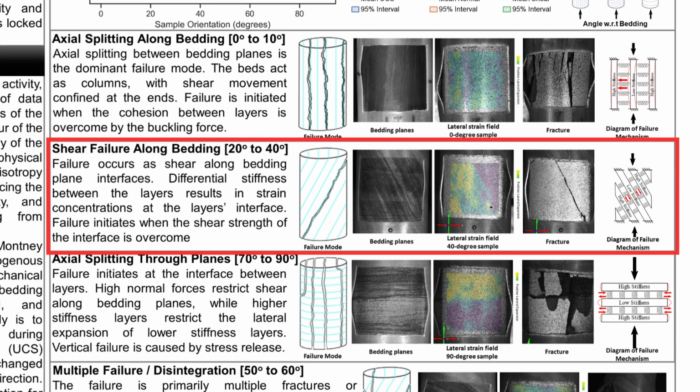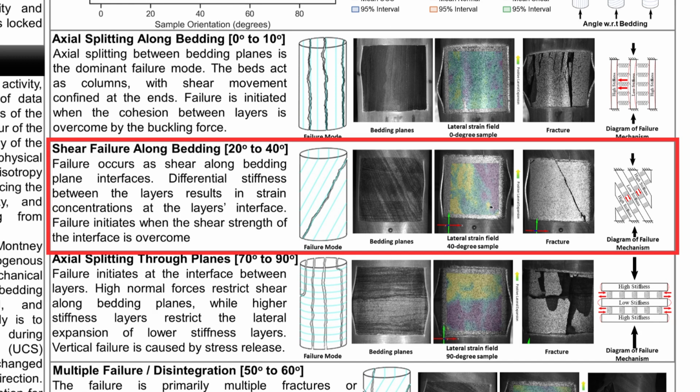Next, we'll talk about shear failure along bedding, which occurs in the 20, 30, and 40 degree samples. We can see that failure in these samples occurs as shear along bedding plane interfaces. When looking at the DIC data, we can see that there is a difference in strain, and thus a difference in stiffness, across a boundary between a relatively lighter layer and a relatively darker layer.